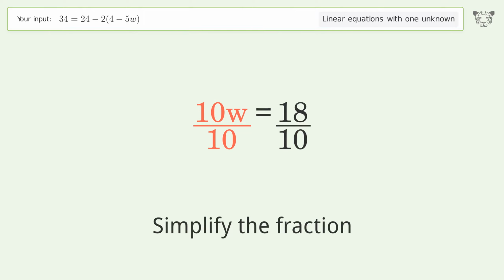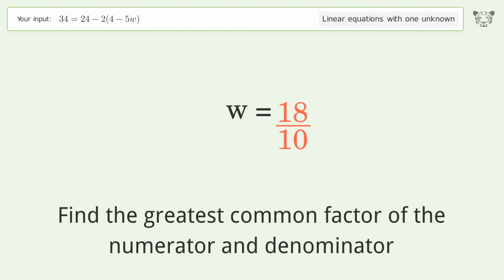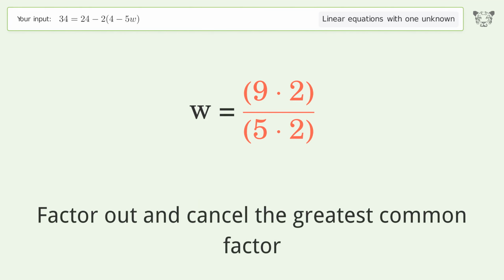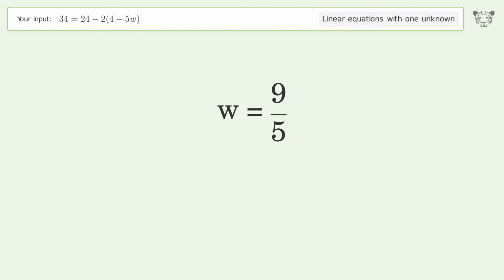Simplify the fraction. Find the greatest common factor of the numerator and denominator. Factor out and cancel the greatest common factor. And so the final result is W equals 9/5.